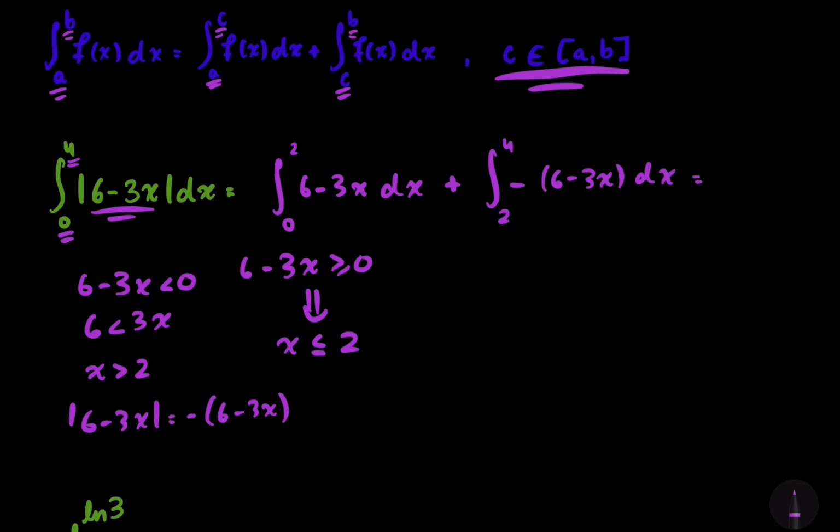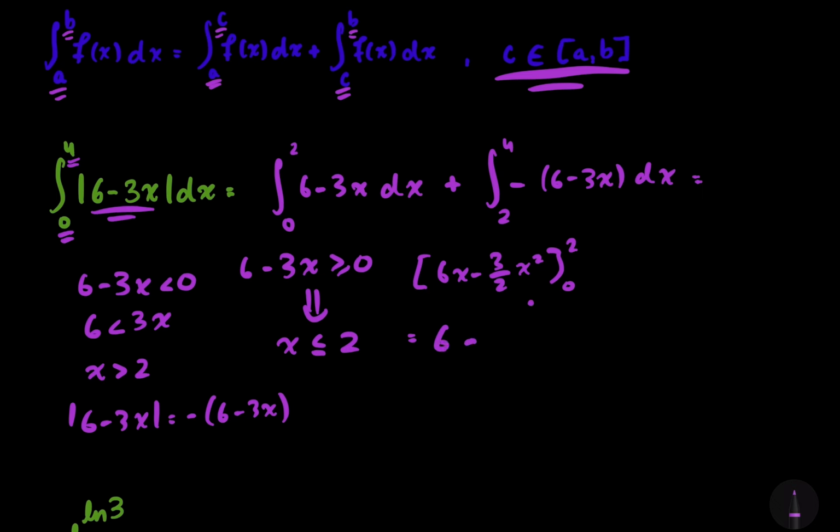Then this just becomes some very simple integration. The first portion will become 6x minus 3 over 2 x squared, right? And we're evaluating that from 0 to 2. When we evaluate this at 2, we will get 12 minus 3 over 2 times 4, which is just going to be 12 minus 6, which is just 6.